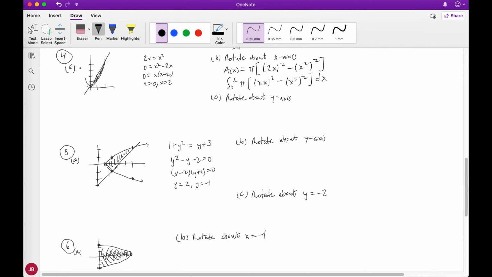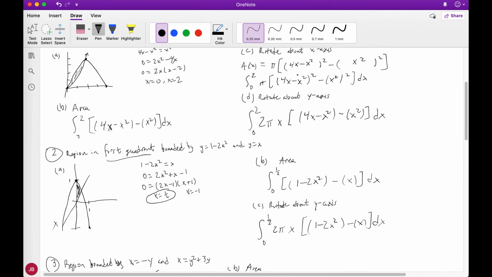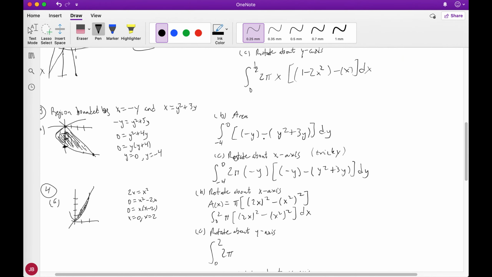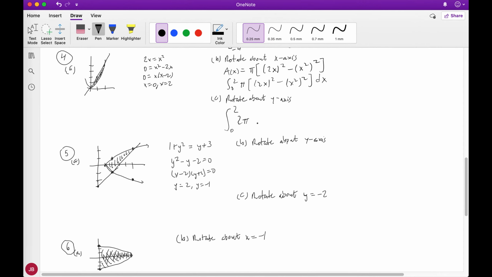Okay, rotating about the y-axis, I think this is just shell method, right? So we integrate from 0 to 2, 2 pi, and now our radius, well, since the axis is behind the region, for shell method it's variable minus axis, and the y-axis is just the line x equals 0. So this is just going to be x minus 0, which I'm just going to call x, right? And then upper minus lower, which is 2x minus x squared. And often if you just have x here, you don't even need the parentheses.